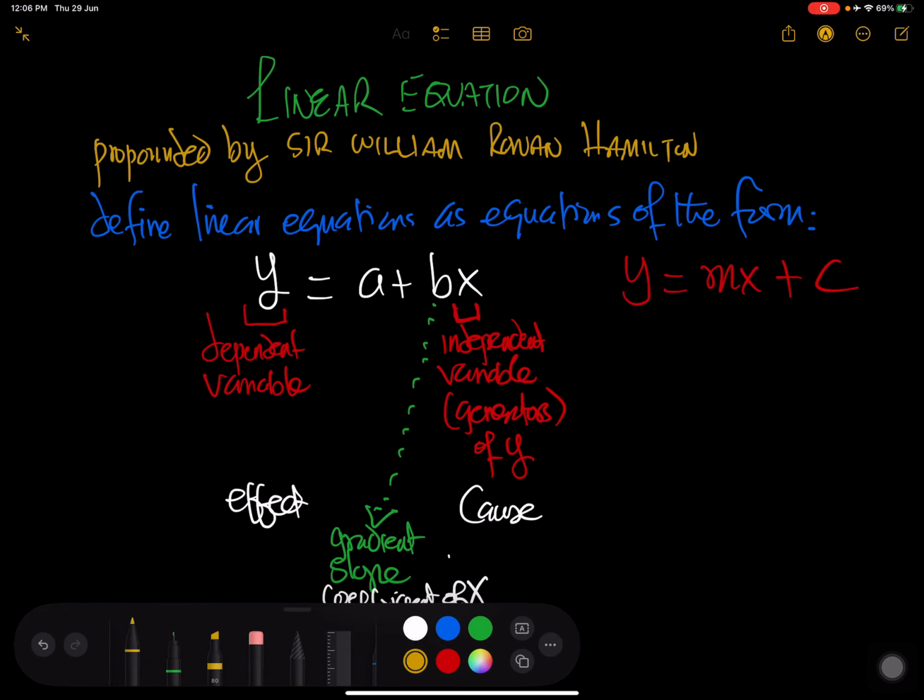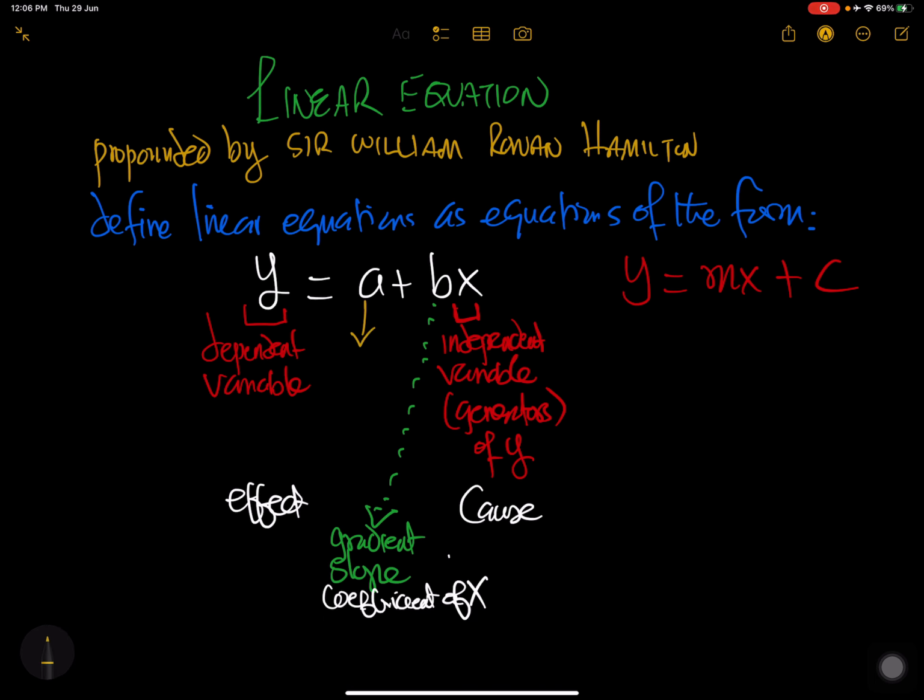But what about the a? The a there is a constant coefficient, or the y-intercept, basically where the line cuts the y-axis. So it's a constant coefficient. And this y here is the same thing, it's a dependent variable.